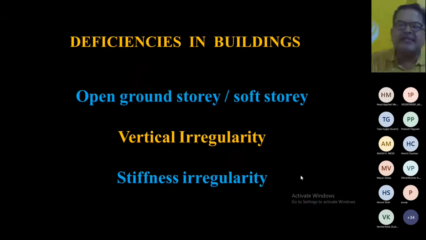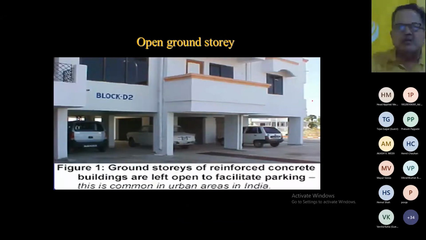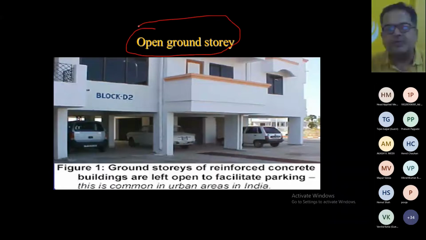So deficiencies in the building, we are talking about the open ground story or soft story. We talk about the vertical irregularities, we talk about the stiffness irregularities. We'll see one by one. So the first one is open ground story, right? Open ground story. What is open ground story?